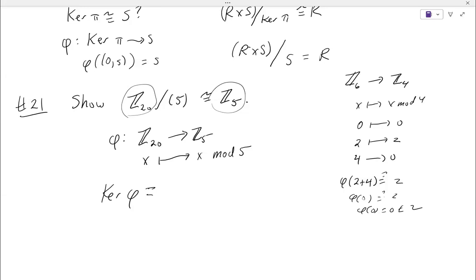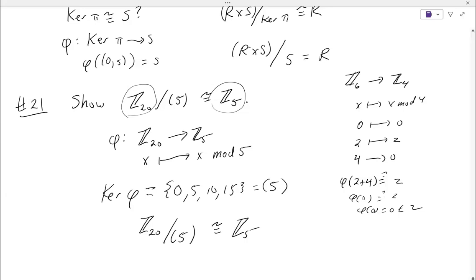Which is the multiples of 5, right? In Z20, right? So the first isomorphism theorem says that if I take Z20 and mod out by the kernel, I get something that's isomorphic to the image.